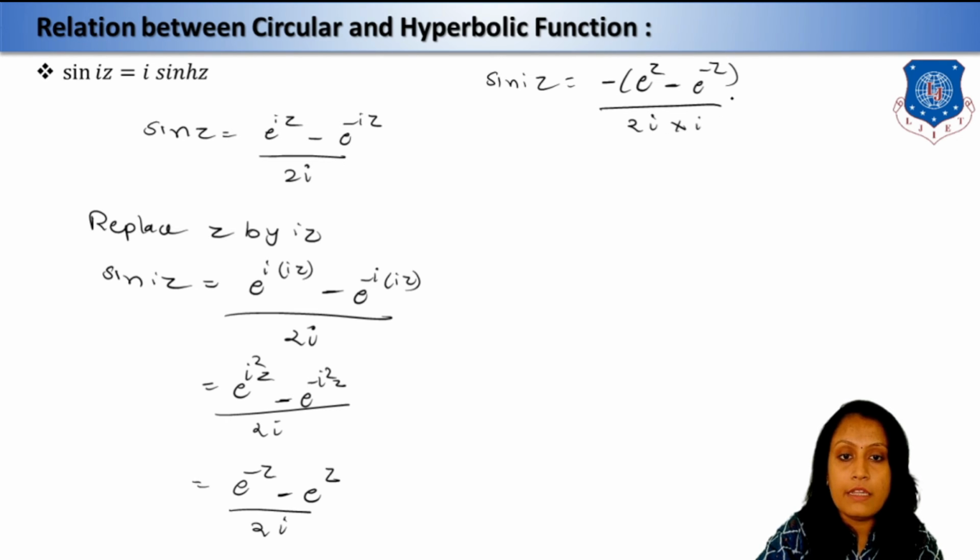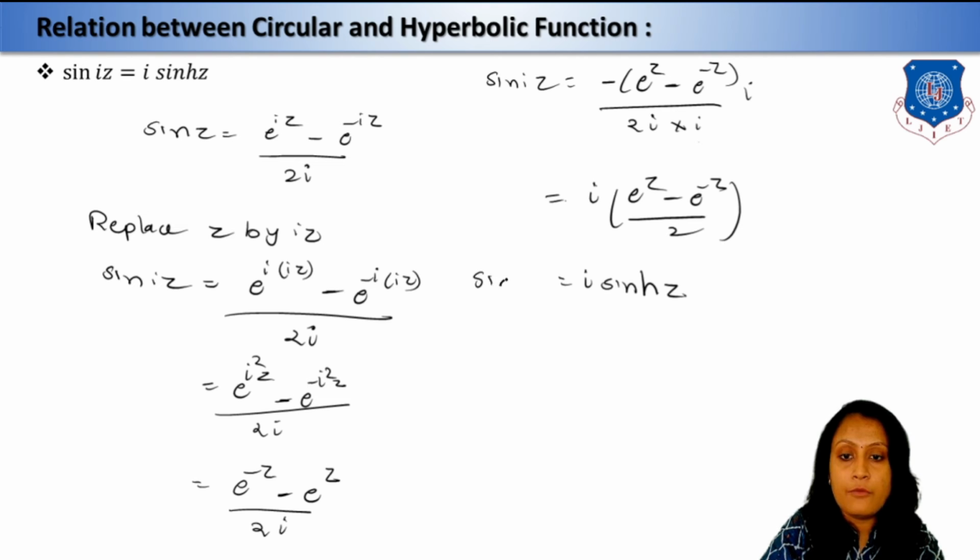Now we'll multiply and divide it by i. So this is i square, and i square is minus 1. This minus will get cancelled. So finally what we have? i times e raised to z minus e raised to minus z upon 2. Now we know that this formula is what? Sine hyperbolic z. Hence we have proved the result that sin iz is equal to i sinh z.